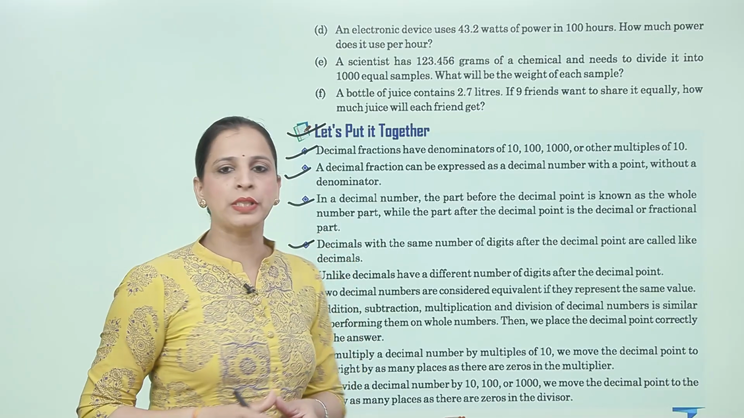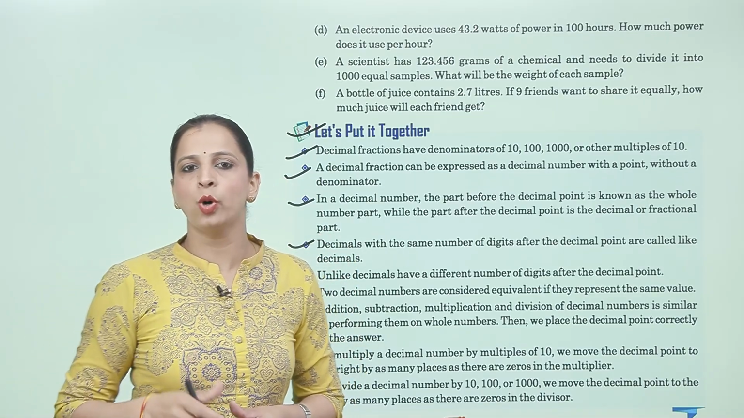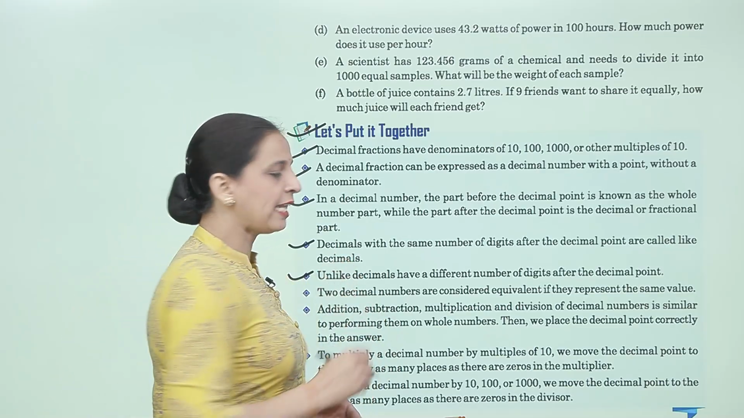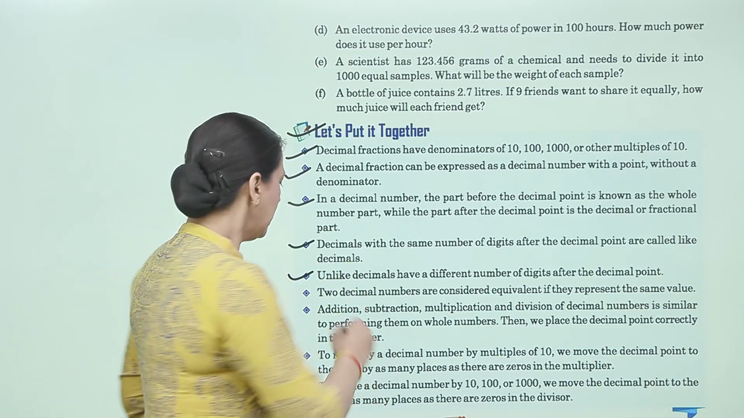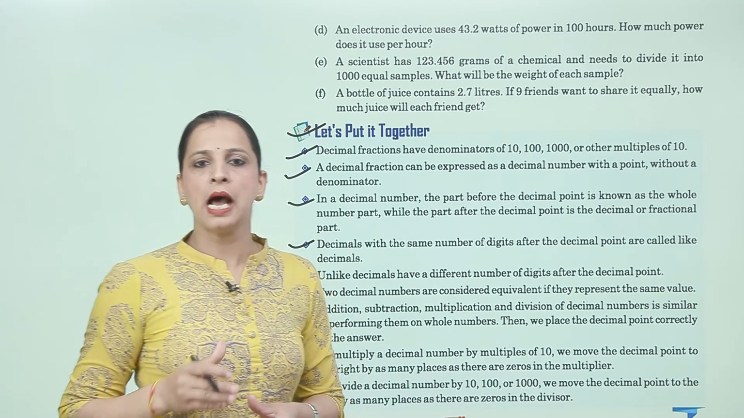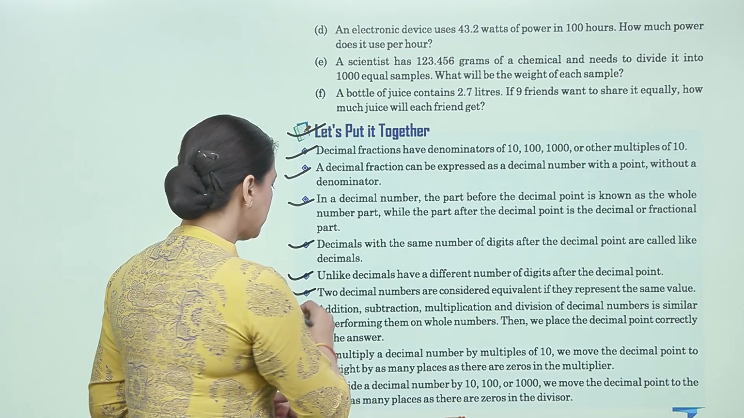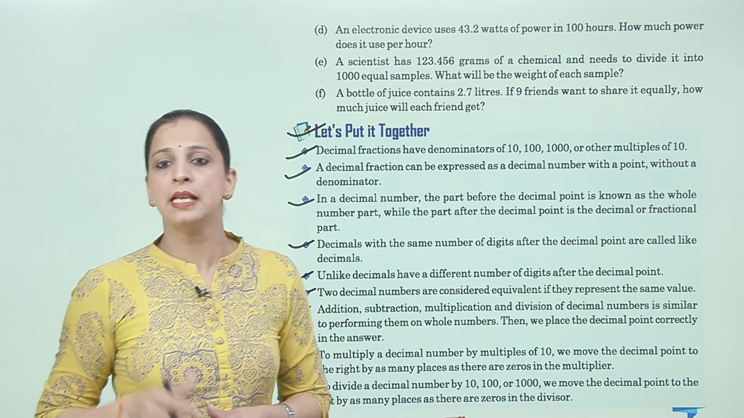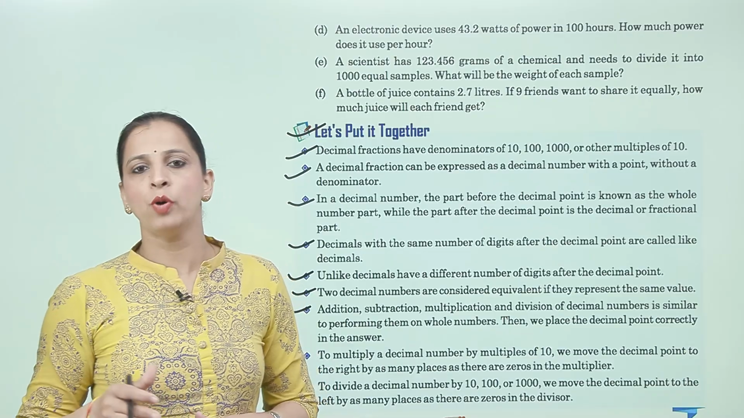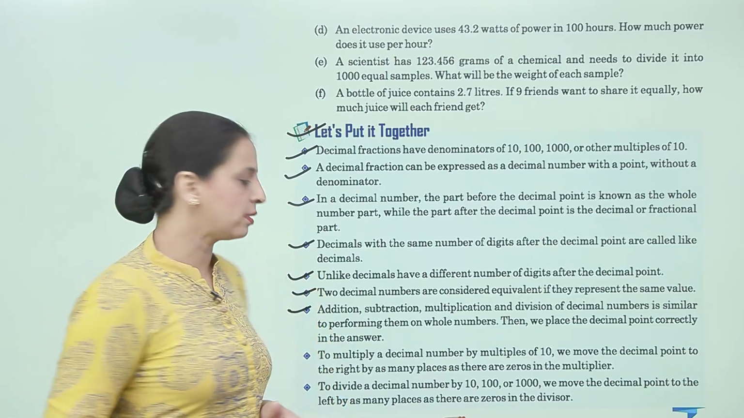Next, decimals with the same number of digits after the decimal point are called like decimals. Unlike decimals have a different number of digits after the decimal point. Next, two decimal numbers are considered equivalent if they represent the same value. Next, addition, subtraction, multiplication and division of decimal numbers is similar to performing them on whole numbers. Then we place the decimal point correctly in the answer.